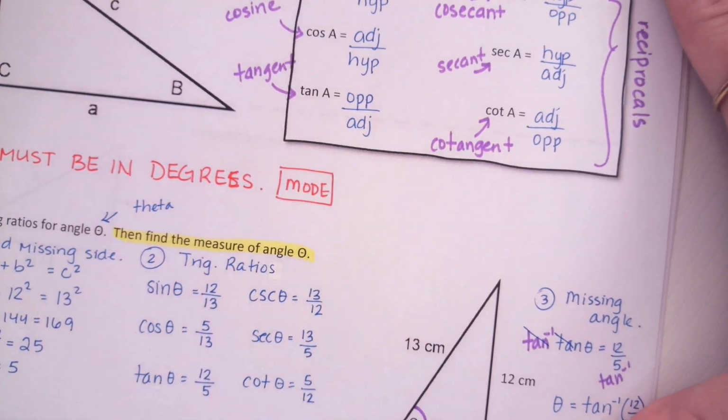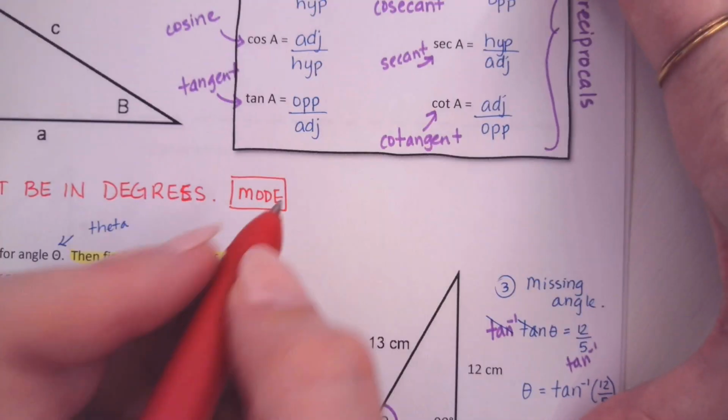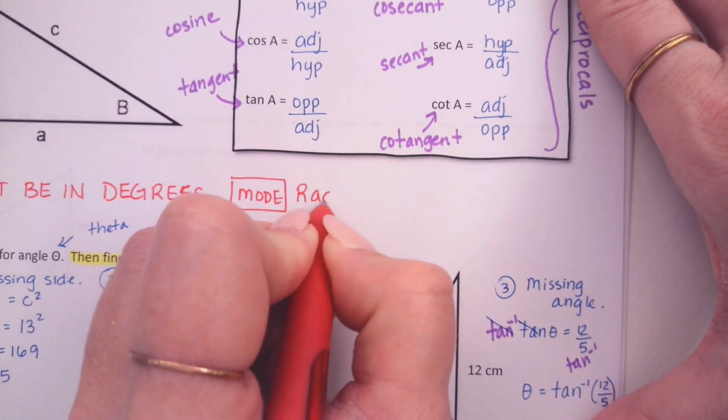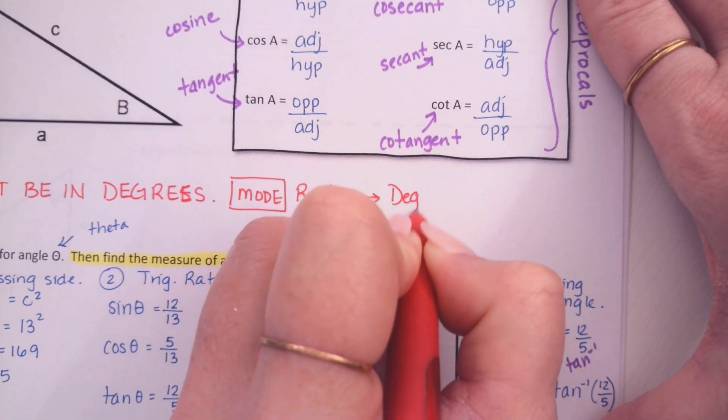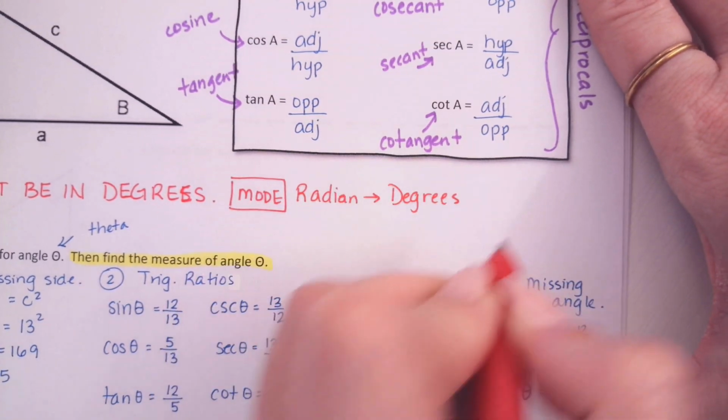Mode. We'll arrow down to where it switches radians to degrees. Radian, switch it over to degrees. Make sure you press enter so it actually switches to degrees.